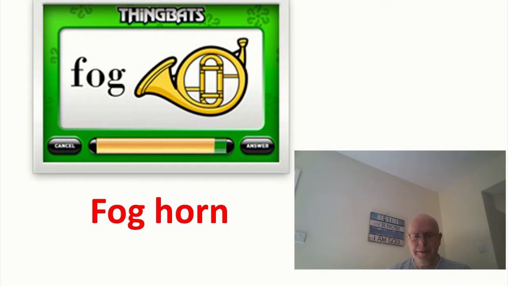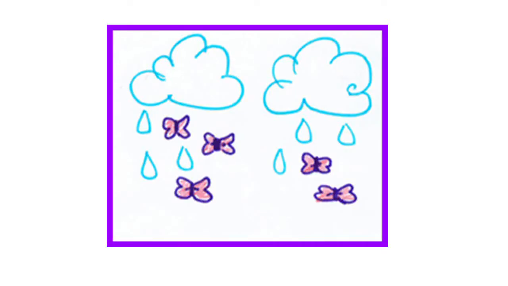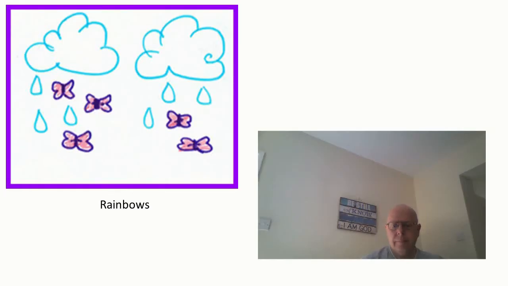Hopefully you got that one. You can see it's foghorn. Right, have a look at the next picture. So there you've got a rain and a bow, which of course makes rainbow.